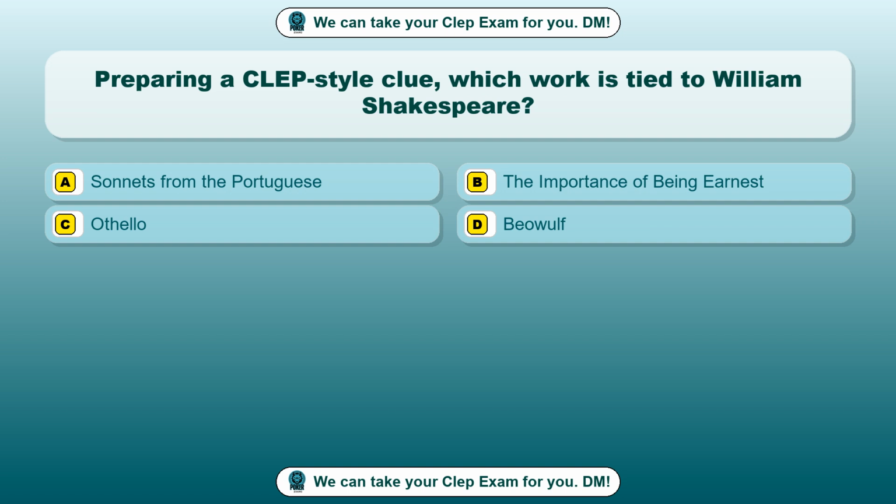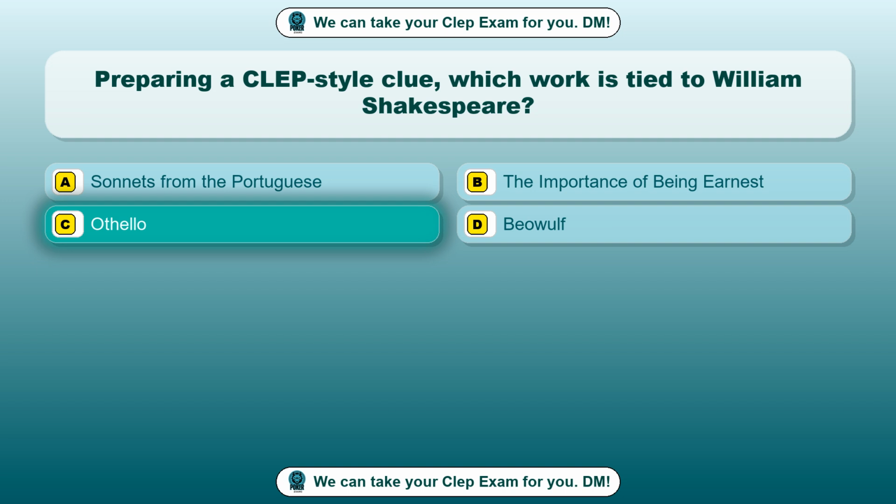Question 94. Preparing a CLEP style clue, which work is tied to William Shakespeare? Option A. Sonnets from the Portuguese. Option B. The Importance of Being Earnest. Option C. Othello. Option D. Beowulf. The correct answer is option C.